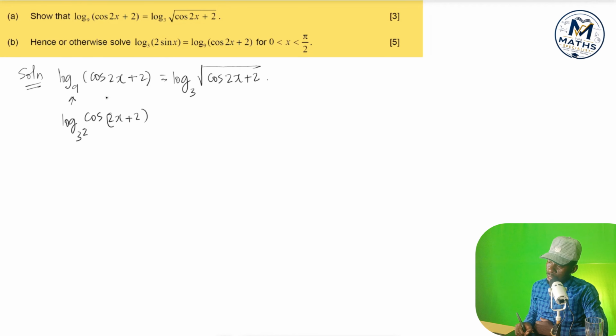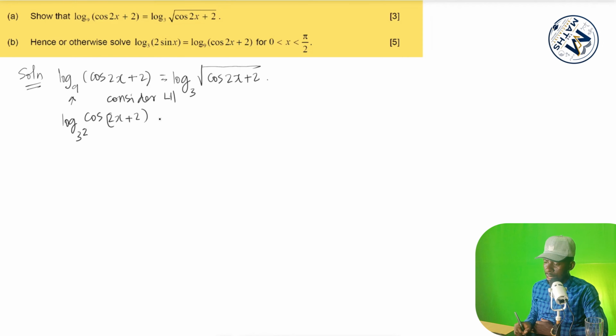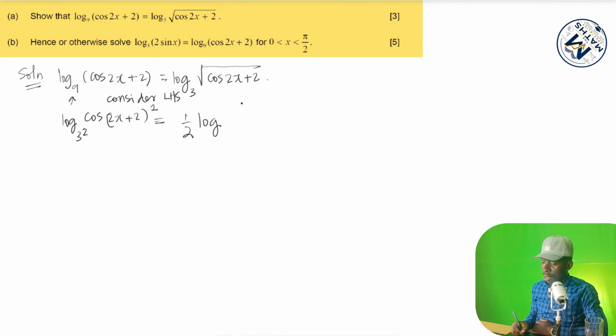But here we need to consider the left-hand side. Our left-hand side is log base 9 of cosine of 2x plus 2. So this 9 is equivalent to writing 3 to the power of 2, and this is the same as saying the whole thing is to the power 1. So this is equivalent to saying a half log base 3 of cosine of 2x plus 2.